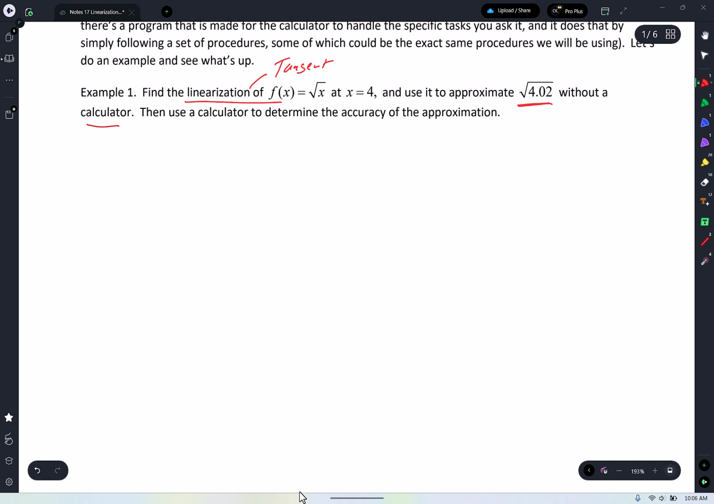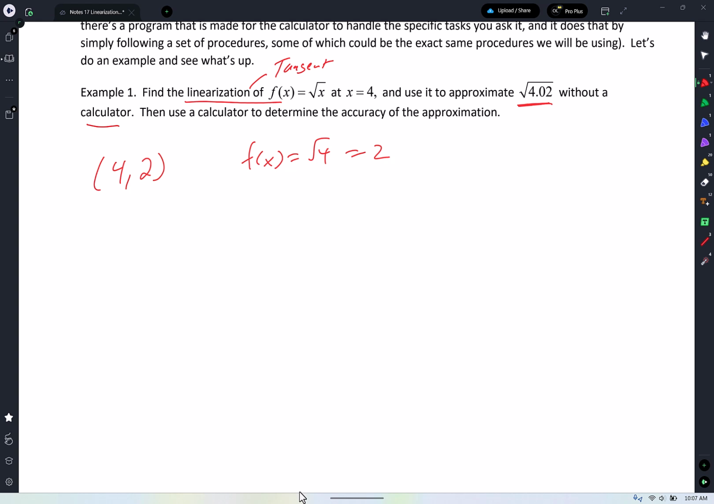What do I need? I need a point and a slope. So my point is (4, square root of 4), which is 2. And now I need a slope. So f of x equals square root of x, which is the same thing as x to the half. And hopefully by now we're getting so good at this. f prime of x is equal to 1/2 x to the negative 1/2, which is the same thing as 1 over 2 square root of x.